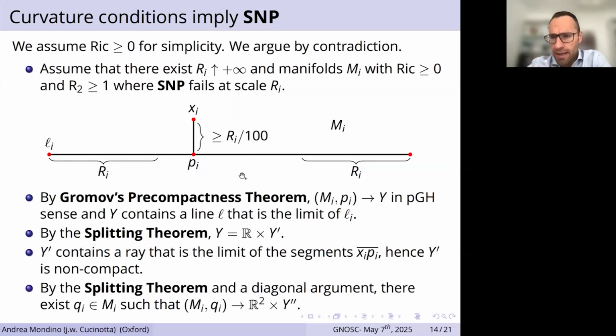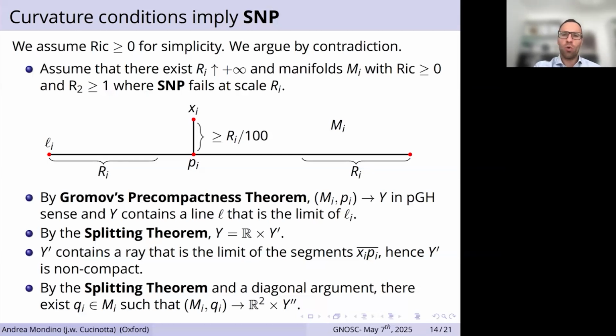Then by a diagonal argument, which I don't detail, but basically instead of blowing up, instead of taking the pointed limit at pi, you take the pointed Gromov limit, say, at the midpoint of this segment, you can prove that this manifold with the center point qi, say, in the middle of this segment xi pi, will converge to a metric space which splits off R2, so two Euclidean factors. Okay, so you can iterate the splitting theorem.